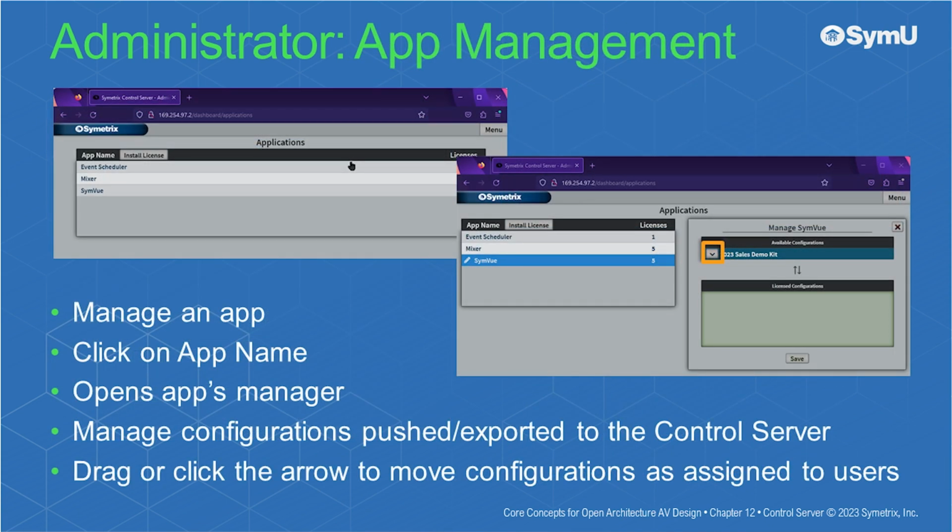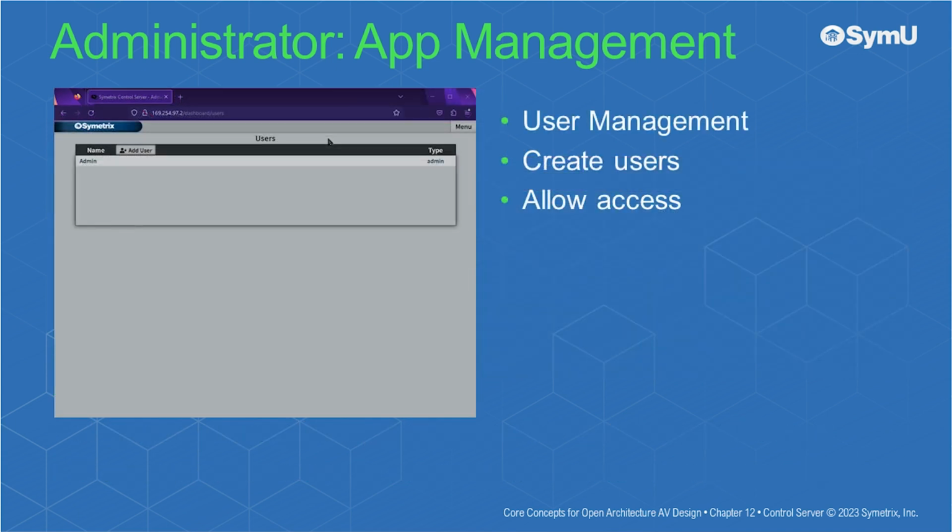This opens the Selected Apps Manager. From here, manage the configurations pushed and exported to the Control Server from Composer. Either drag or click the arrow to move the configurations that can be assigned to users. The User Management page is used to create and allow user access to the Control Server's license configurations.